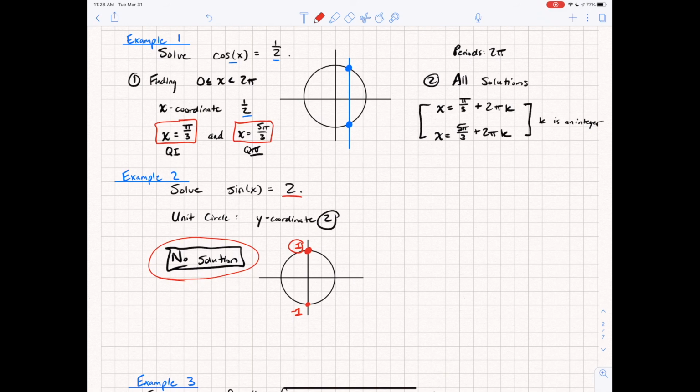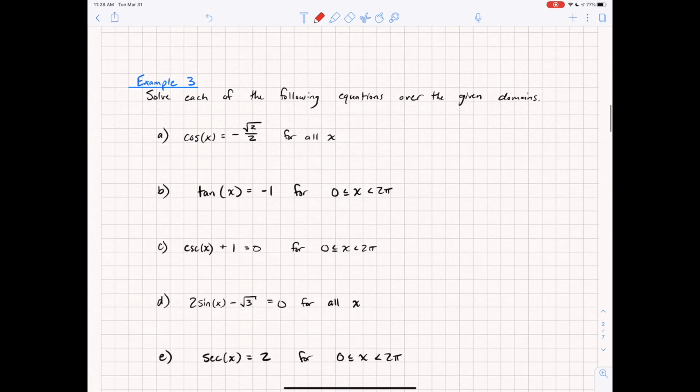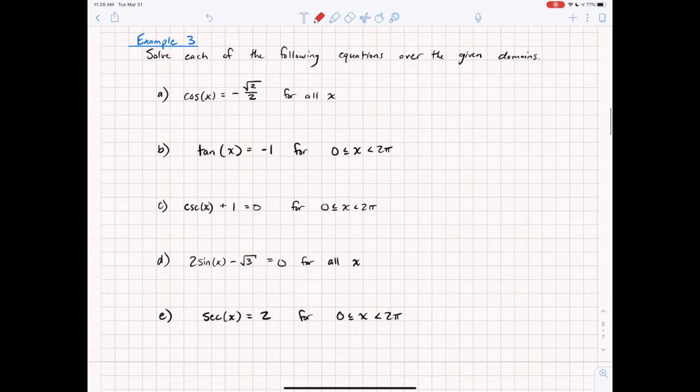All right, we'll take a look at example 3. Solve each of the following equations over the given domains. So here I'm going to be asking either to solve for all x, meaning that I want to see that second method, so adding 2 pi k to it. If you see 4x is in between 0 and 2 pi, that just means on one go around the unit circle, what kind of solutions do we have?